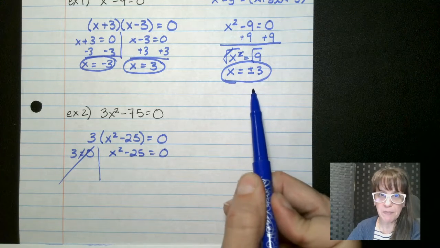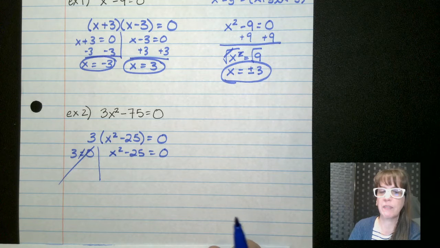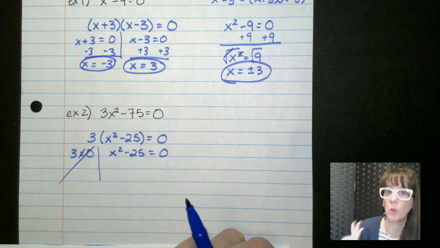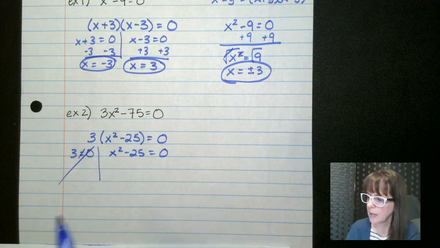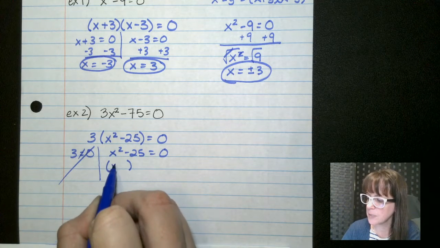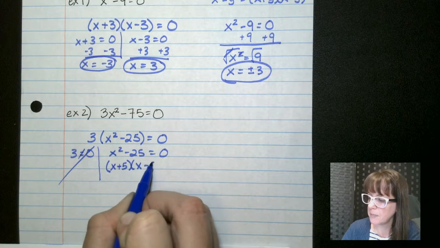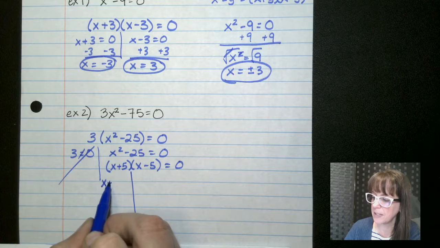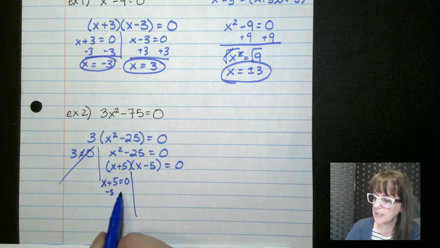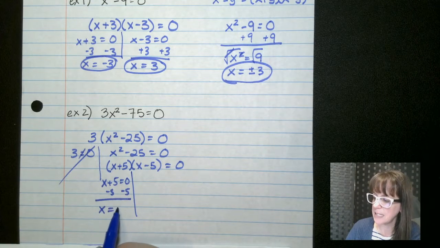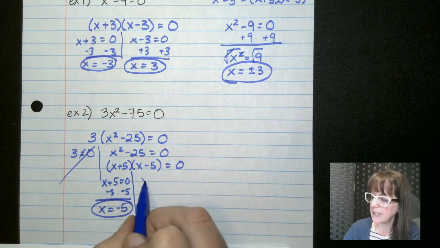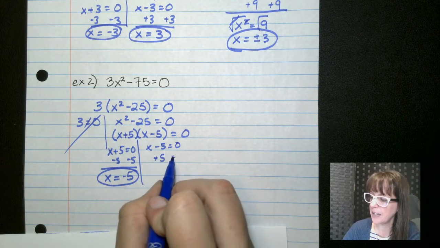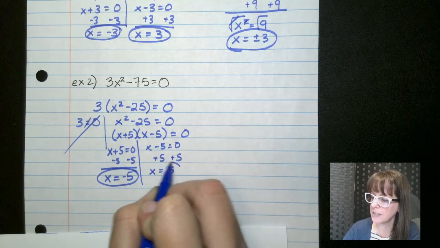Now we could solve that by the square root method where we add 25 to both sides, but let's practice our difference of squares. And when I say practice, you really want to, because this comes up so much. So all this is x plus 5, x minus 5 equals 0. Let's use our zero product property to say x plus 5 equals 0. Minus 5, we get x equals negative 5. X minus 5 equals 0. And then let's go ahead and add 5 to both sides. We get x equals positive 5.